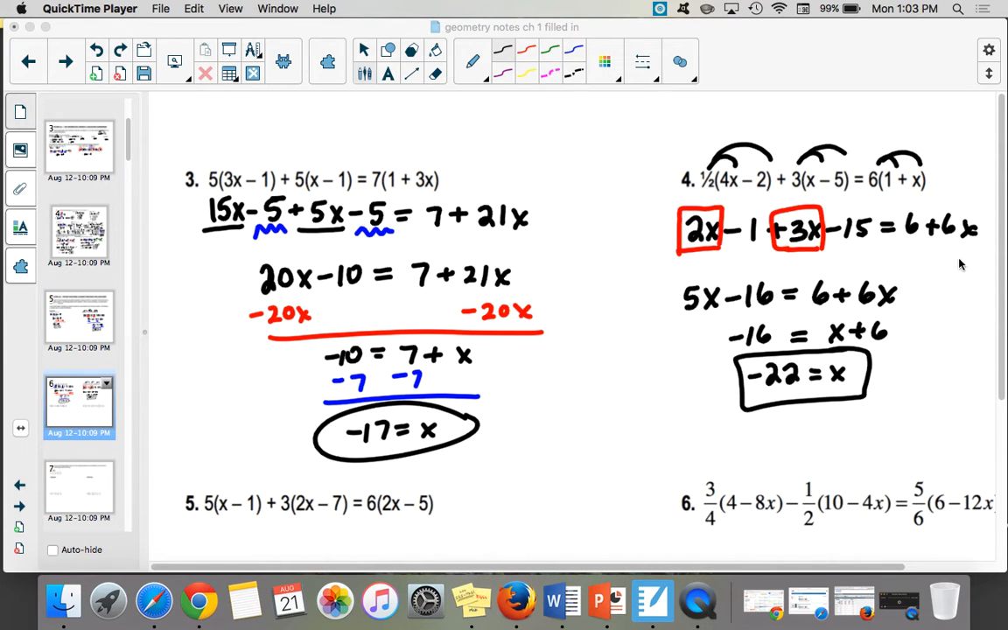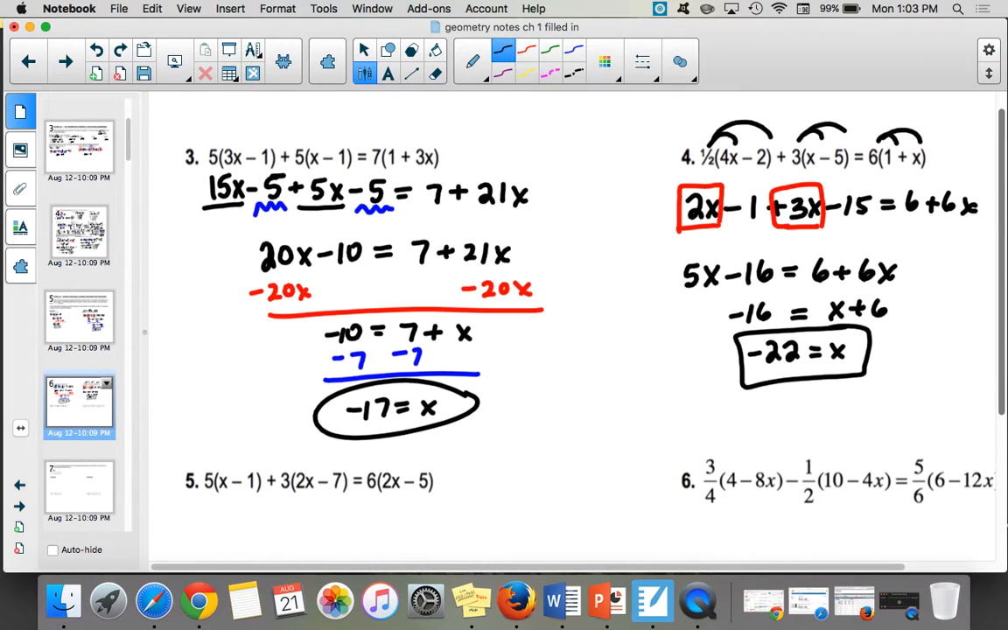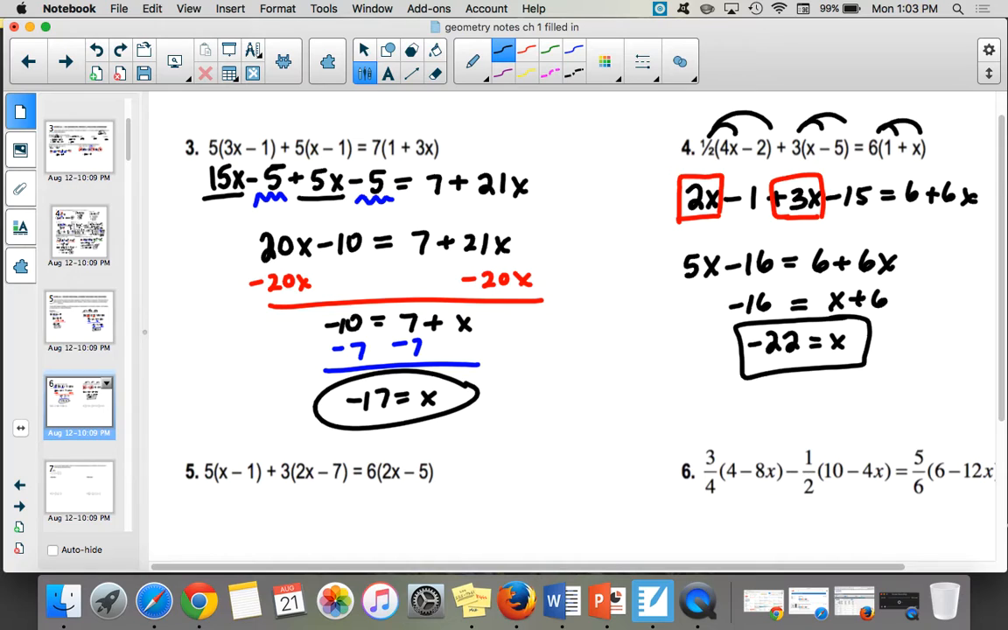If you did not get negative 22, do you see where your error was? So check this first step. So make sure you have 2x minus 1 plus 3x minus 15 equals 6 plus 6x. Yeah, one little error. Usually it's a little thing and it's always at the beginning.